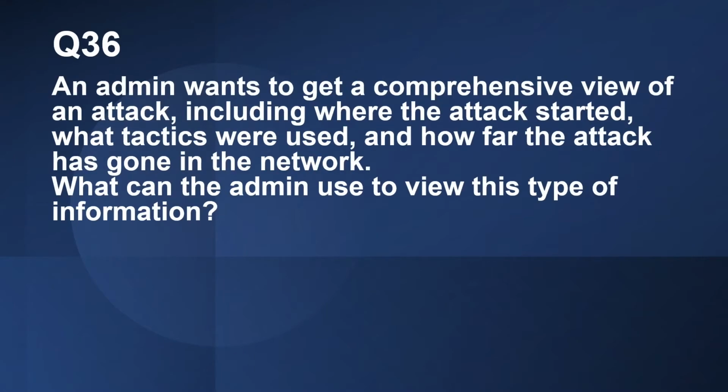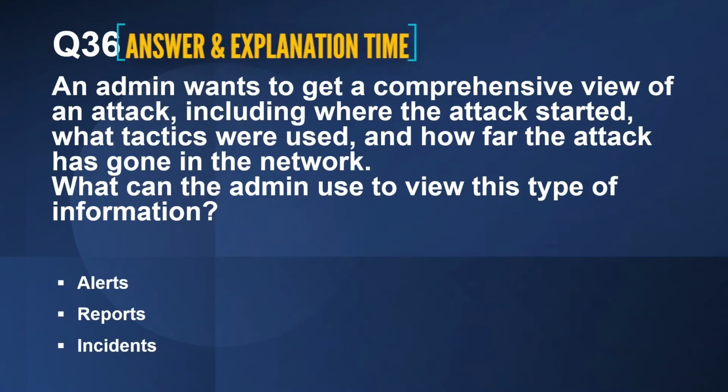Question number 36. An admin wants to get a comprehensive view of an attack, including where the attack started and how far the attack has gone in the network. What can the admin use to view this type of information? Options are alerts, reports, incidents. Correct answer is incidents. An incident is a collection of correlated alerts that make up the story of an attack.